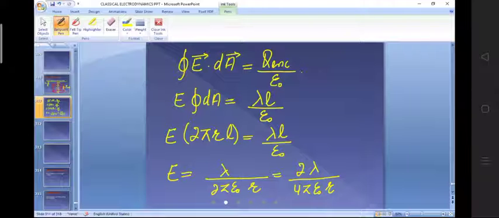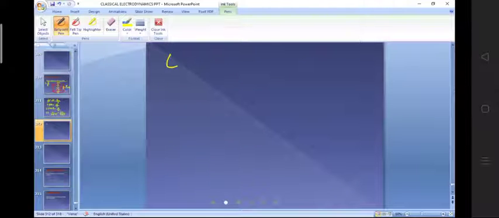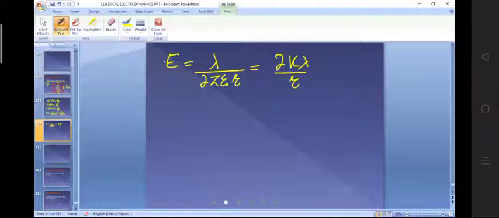We can write it like this as well. Remember that this 1 by 4 pi epsilon naught is an electrostatic constant, and that's equal to K. So I can write that the electrostatic field finally is equal to lambda divided by 2 pi epsilon naught multiplied by r, or in turn equal to 2K lambda divided by r. Right? So this is the electrostatic field.